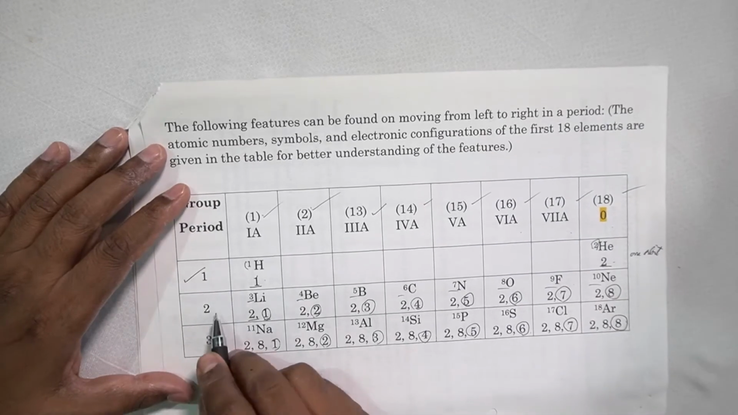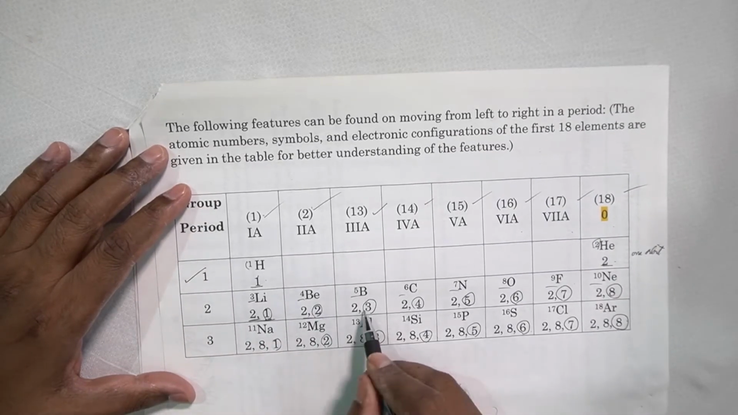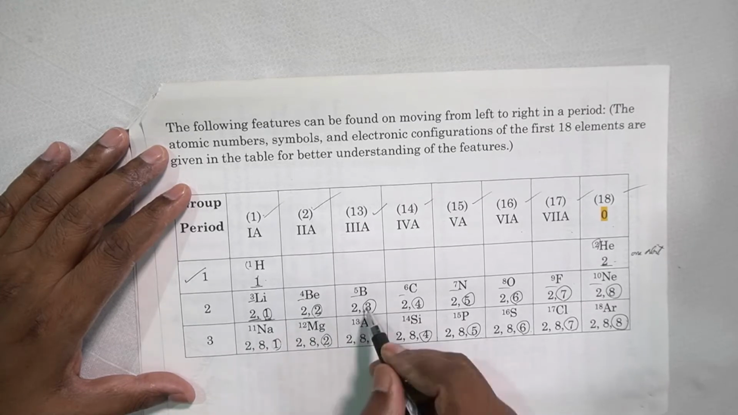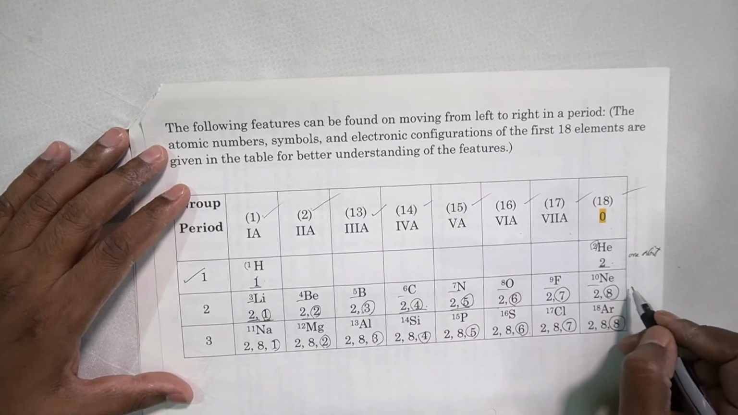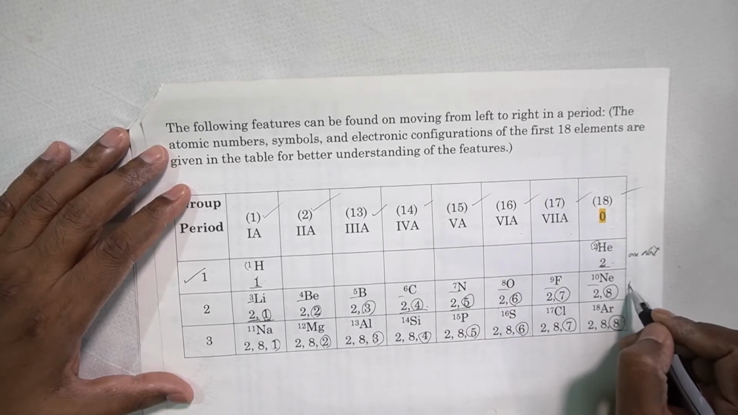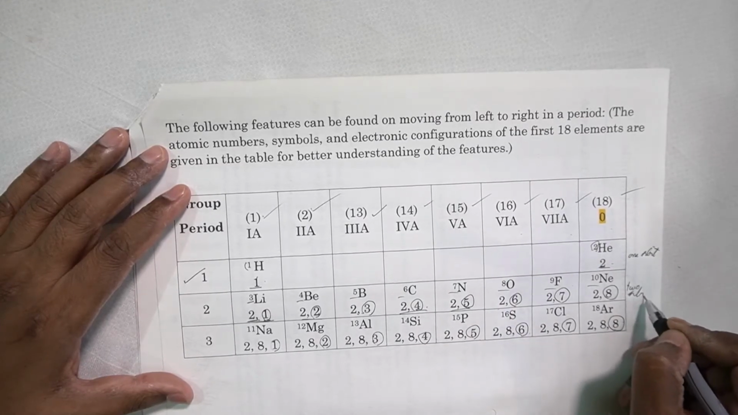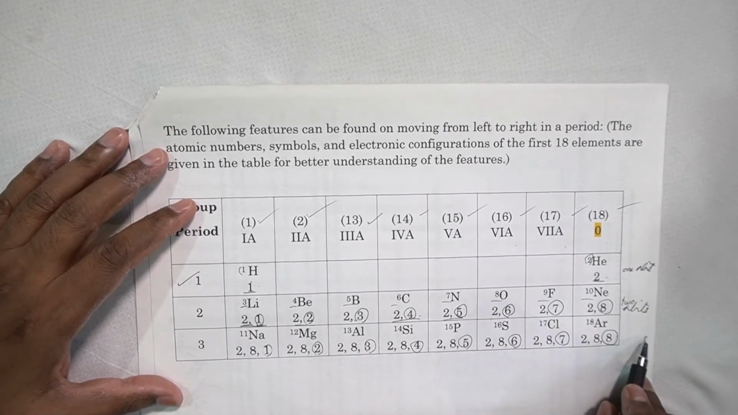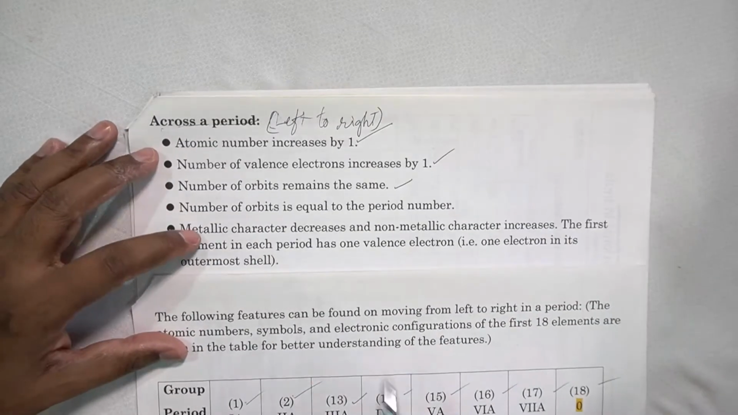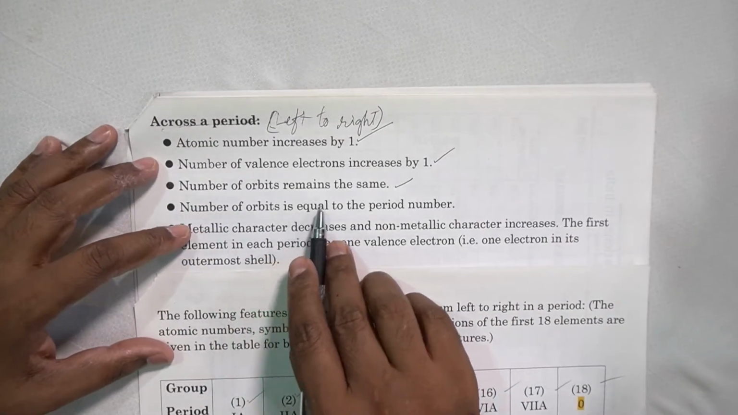In the second period you take, all of them will have 2 orbits each. Here also 2 orbits, first orbit, second orbit, first orbit, second orbit. All of them have 2 orbits. This is the second period. Each of them has 2 orbits. In the third period, all of them have 3 orbits. So this is what you can see. The number of orbits remains the same.